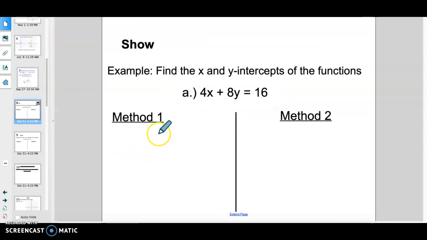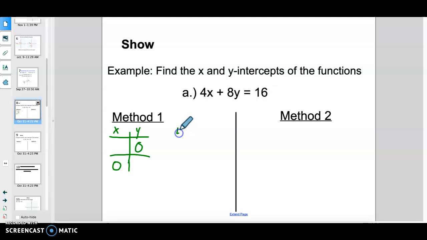So there are two different methods. The first method is the one I was just talking about. If I want to find the x and y intercepts of this function, I usually like drawing a chart. So I've got my x, my y. For my x-intercept, my y is going to be 0, and for my y-intercept, my x is going to be 0. To find these points, I'm going to plug in 0 for y.